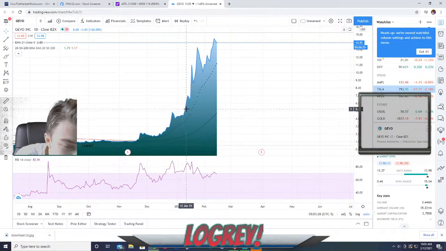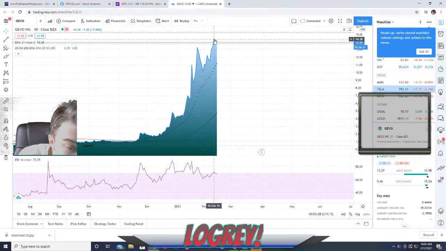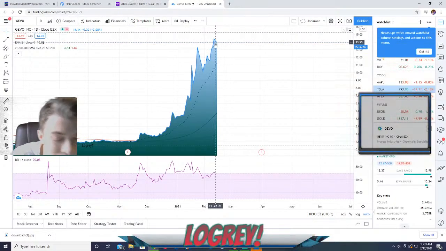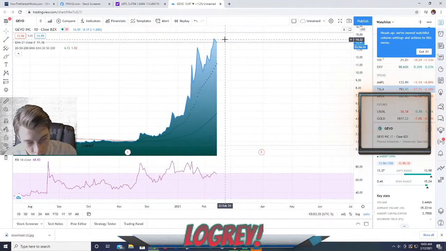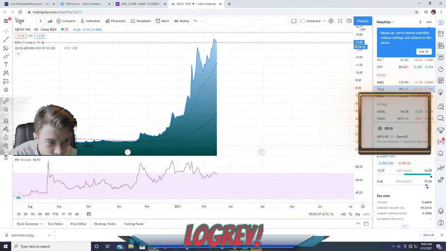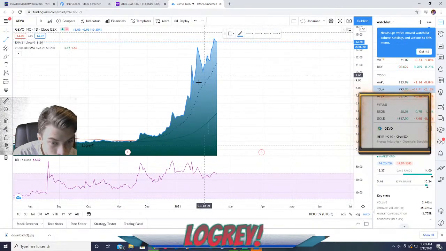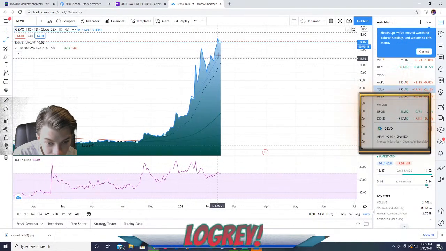It's my first in real life buy. Now it's gone all the way up to almost $15, $14.50. I think it's going to continue to see highs. It's showing consistent lines of higher highs and higher lows.